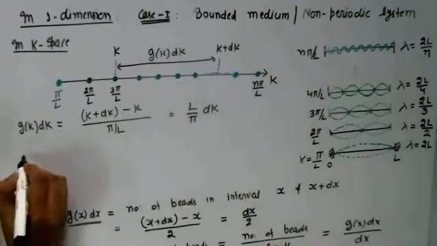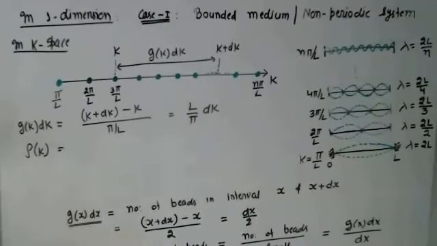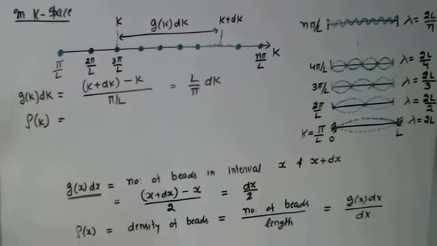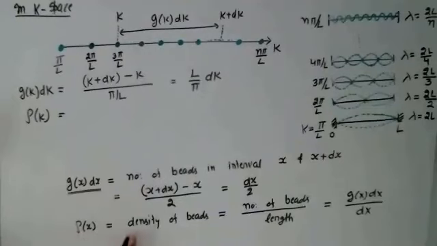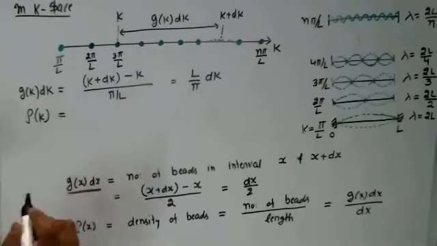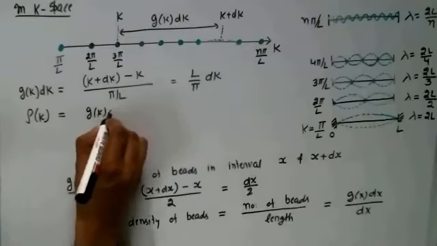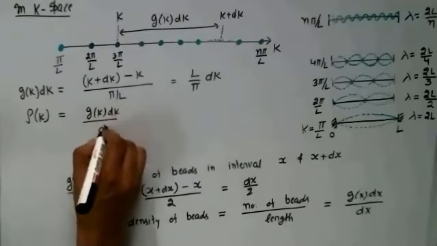I can define another symbol rho k, like rho k here. This represents density of states. तो ये क्या बताएगा, density of the states, am I right? और ये क्या जाएगा, number of states gk dk by dk.